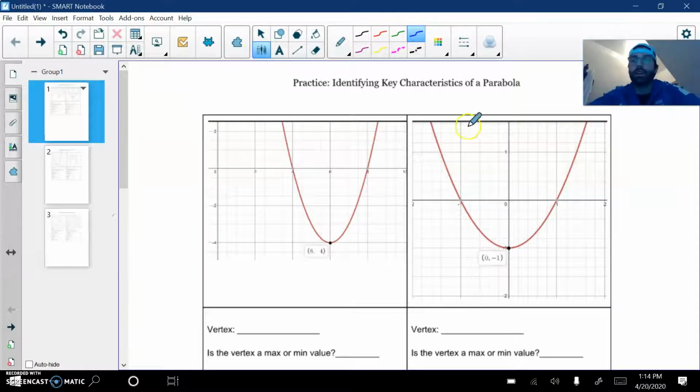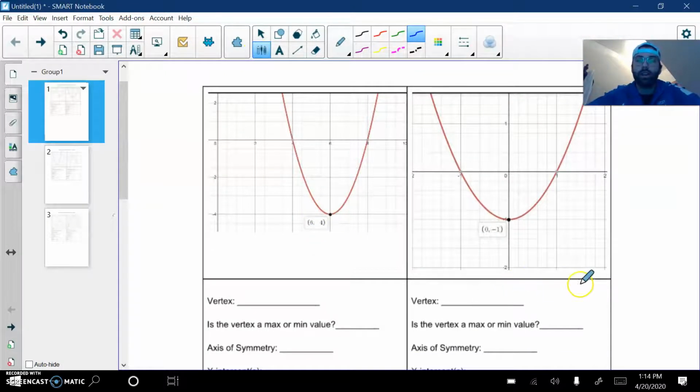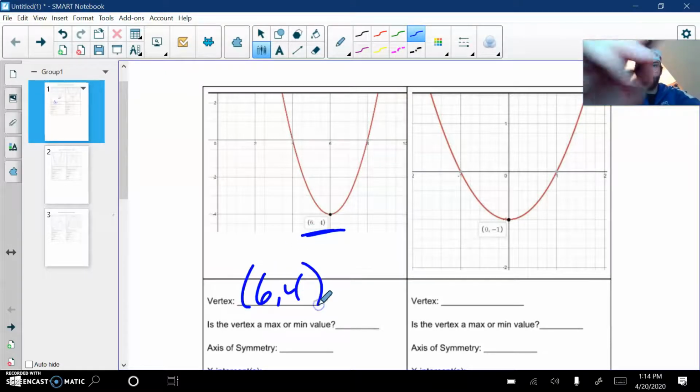All right, identifying characteristics of a parabola. First characteristic we identify is our vertex. Remember, our vertex is either our lowest or highest point on our graph. It's when I'm going down and then start to repeat my values again. Okay, so the vertex here is our lowest point. Our lowest point is (6, 4). Is this vertex a minimum or maximum value? Well, I just said it was the lowest point, so it has to be a minimum.